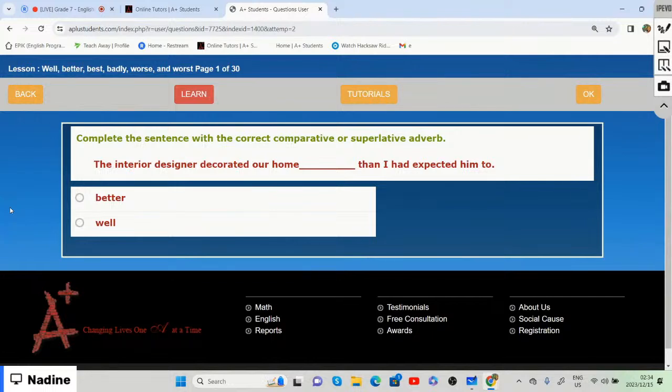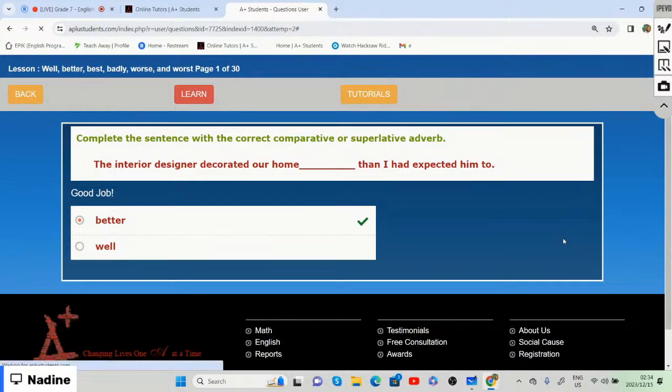So the interior designer decorated our home. Do we say better or well than I had expected him to do? All right. So if we select the correct answer, we can say that he did it way better than what I had expected. So better is correct. Well done.